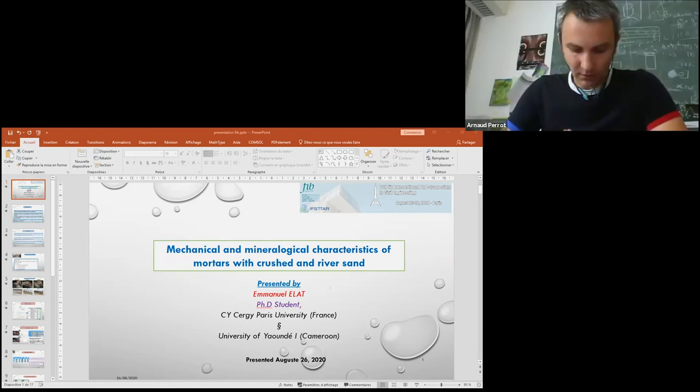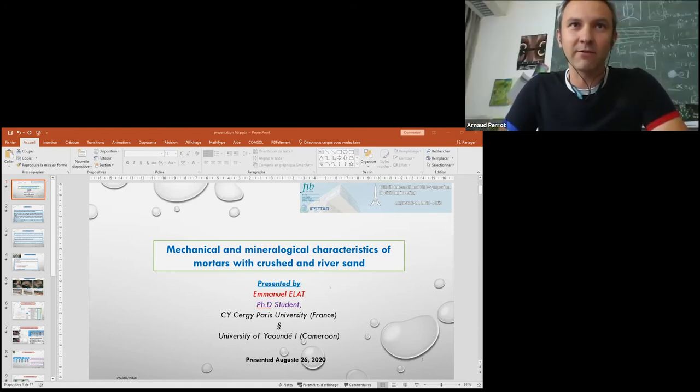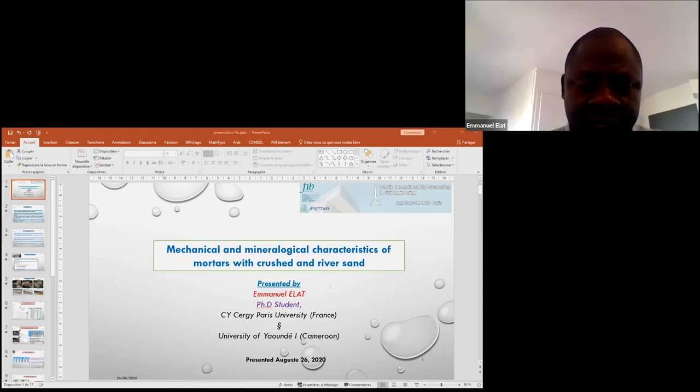Okay. And did you measure the water absorption of the different types of sand? No, we did not measure it. Do you think it can have a significant impact on the behavior of your mortar? Yeah, I think it can. It can have an impact, but as I said, the objective was to evaluate the effect of the crushed sand on the characteristics of mortars. We keep those parameters constant, as I said.